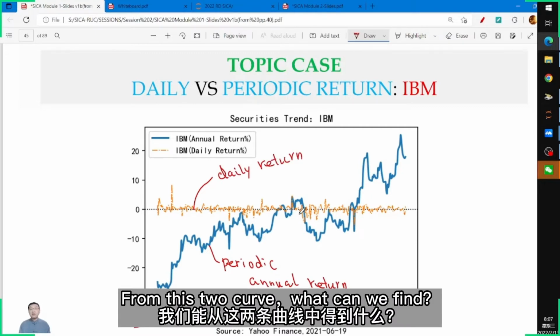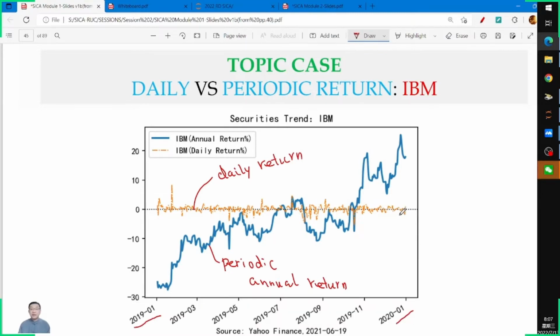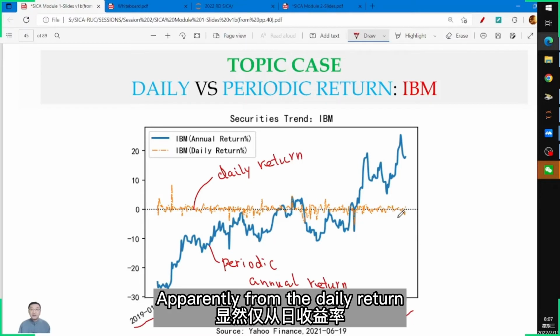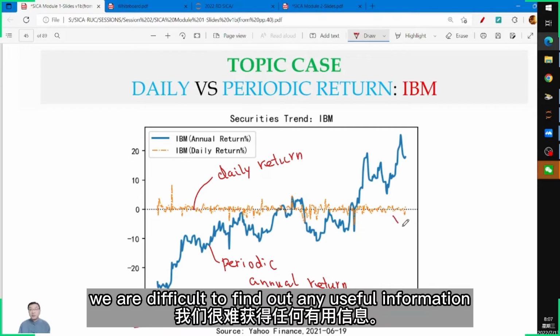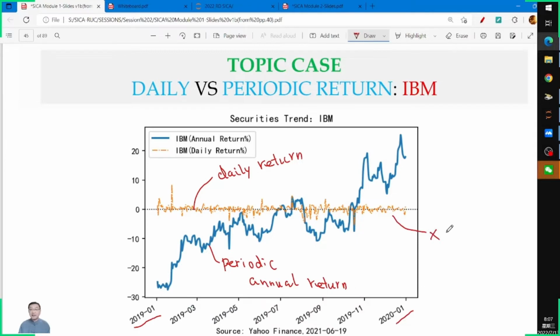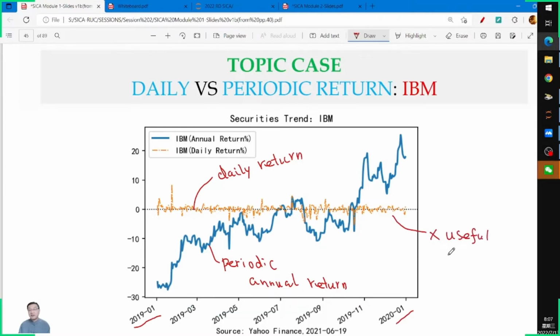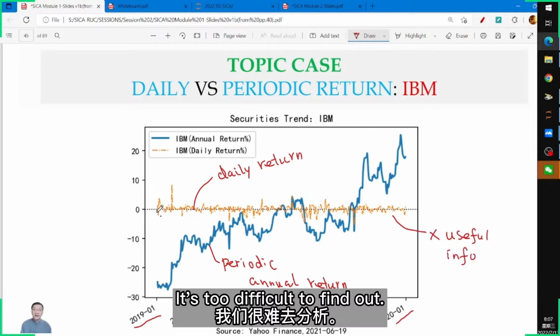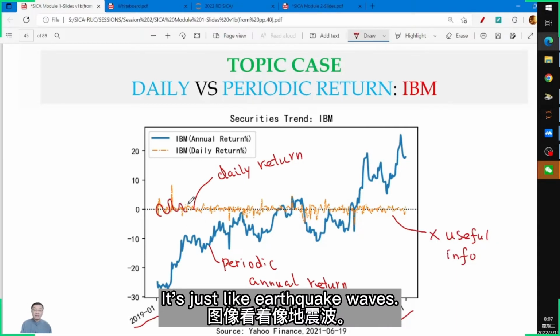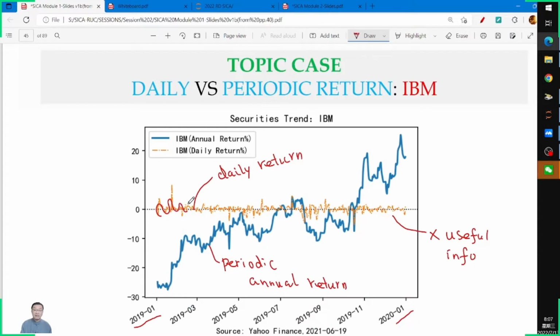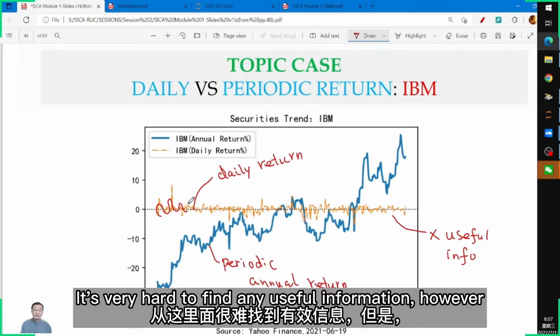From these two curves, what can we find? Apparently, from the daily return, it is difficult to find any useful information. It's just like earthquake waves. It's very hard to find any useful information.